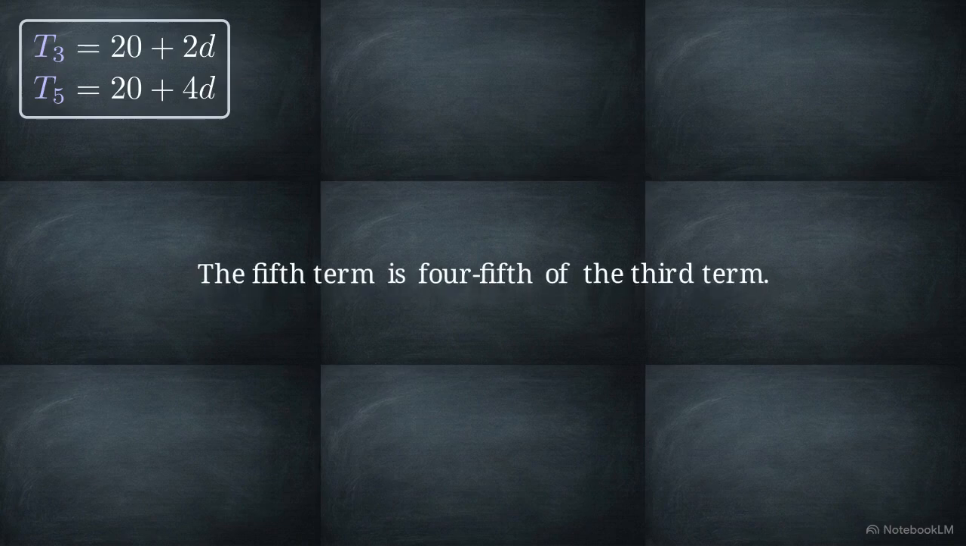Now we focus on the core requirement. The fifth term is 4/5 of the third term. We can translate this sentence directly into math. The word "is" becomes an equal sign, and "of" denotes multiplication. This gives us the relationship: T5 equals 4/5 times T3.